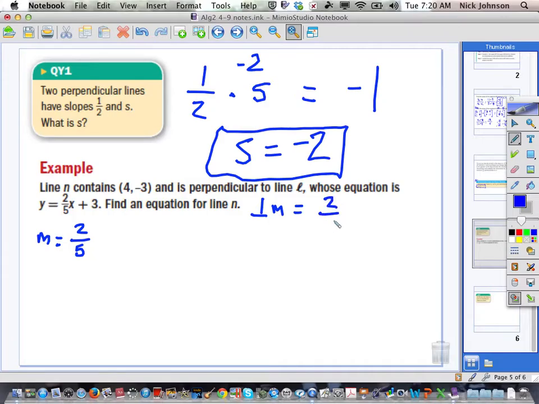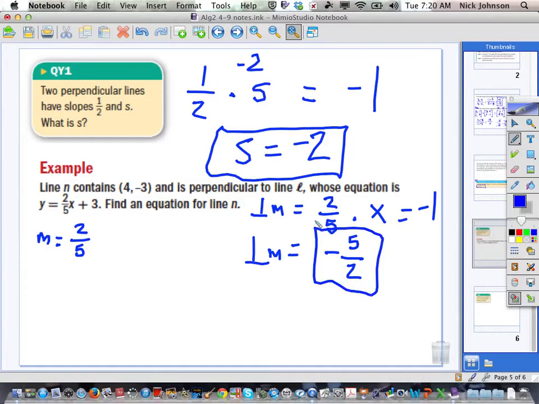2/5 times some number x, that's what we're trying to get, equals a negative 1 to give us our perpendicular slope. So take the reciprocal, that's 5/2, and multiply it by, well, this is positive, so this has to be negative. So my perpendicular slope is going to be a negative 5/2. Okay? Now, I got slope. I got a point on that line.